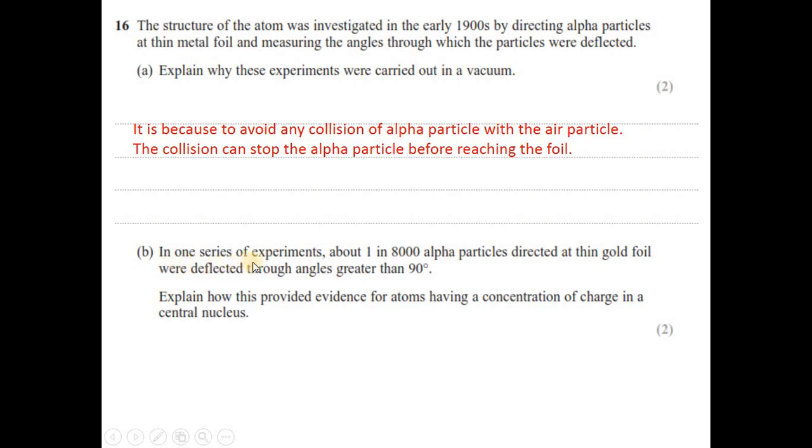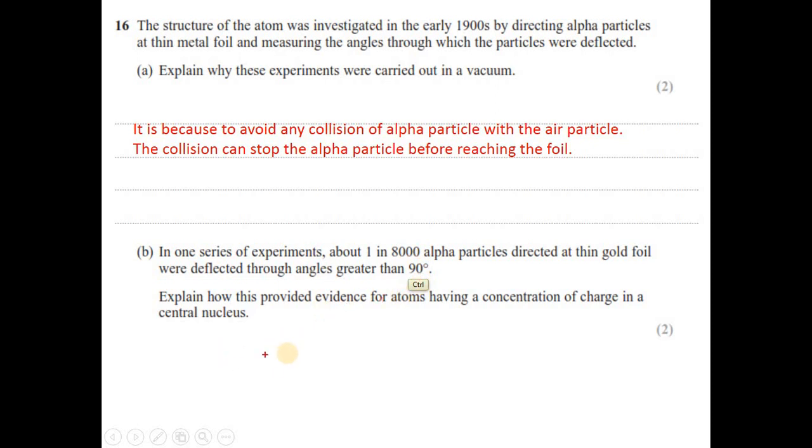In one series of experiments, about 1 in 8,000 alpha particles directed at thin gold foil were deflected through an angle greater than 90 degrees. Explain how this provides evidence for atoms having a concentration of charge in a central nucleus.